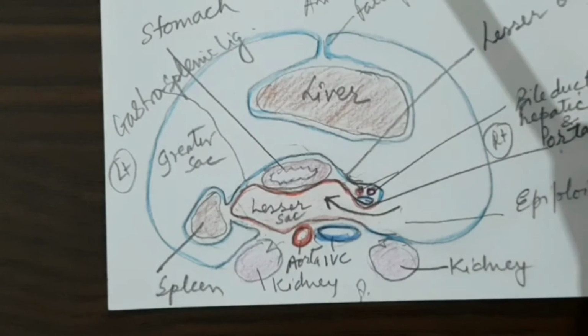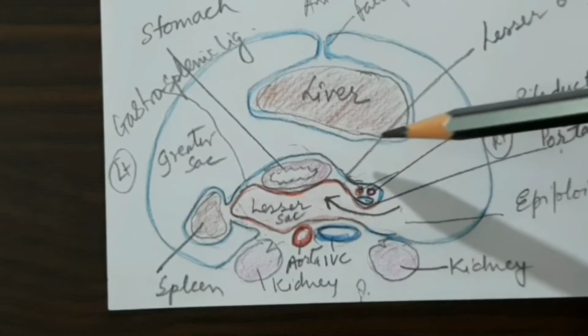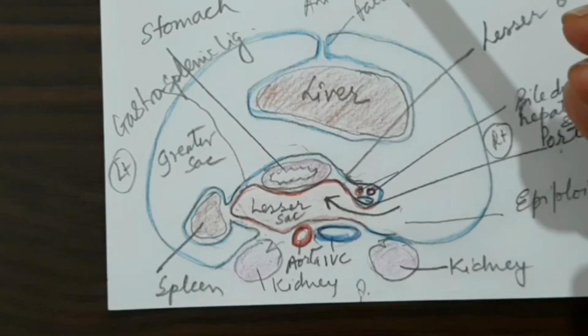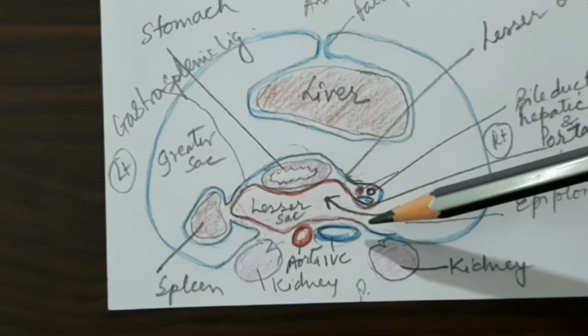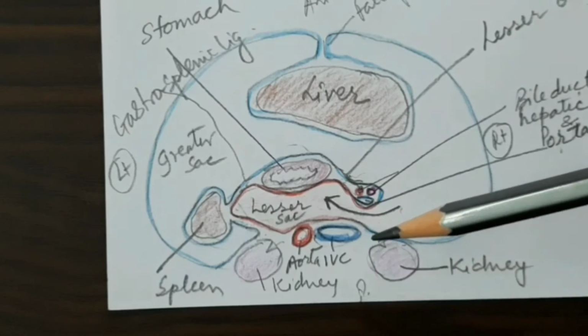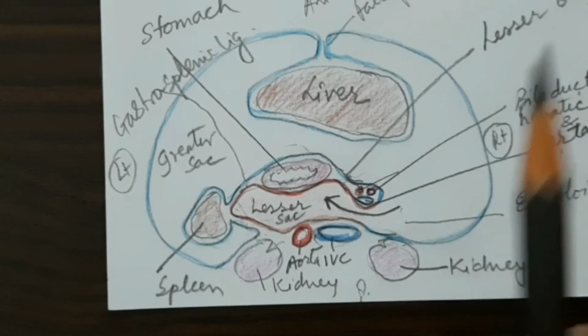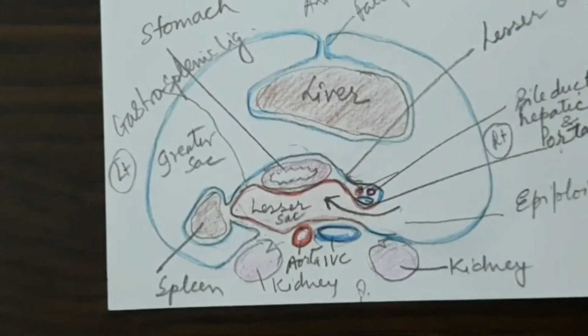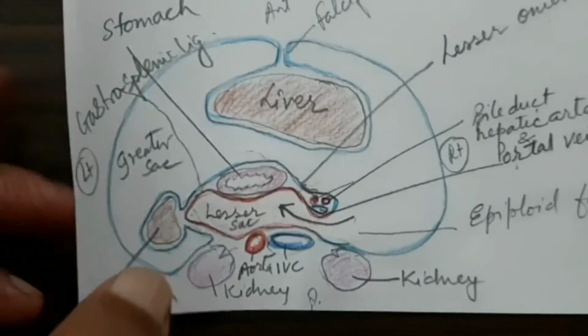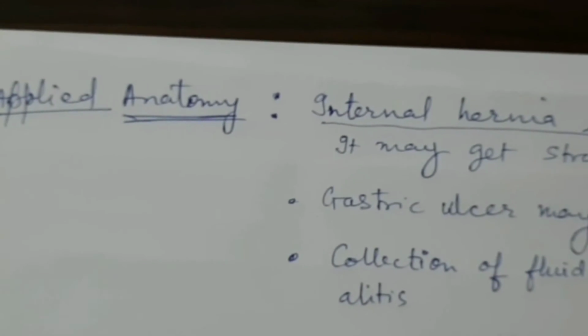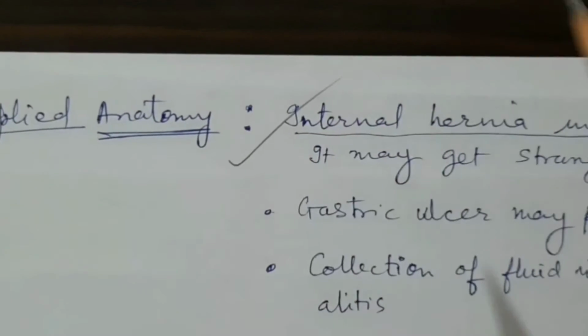I hope you have understood the boundaries of the lesser sac in vertical and horizontal disposition, and you have also understood the three recesses: superior, inferior, and splenic recess. Let us now come to the applied anatomy of the lesser sac. There are three applied anatomy points I have chosen.